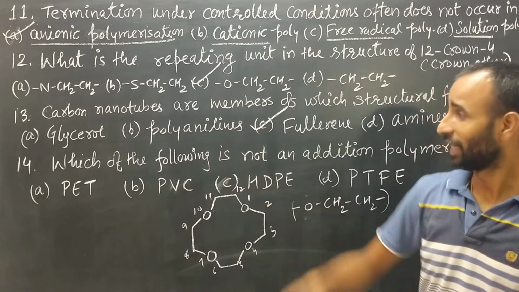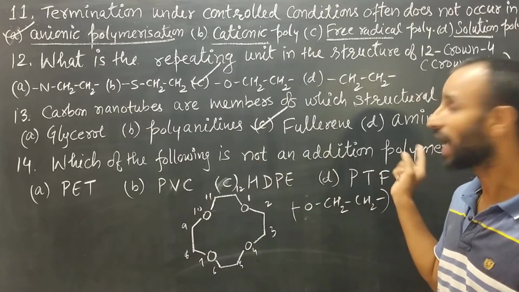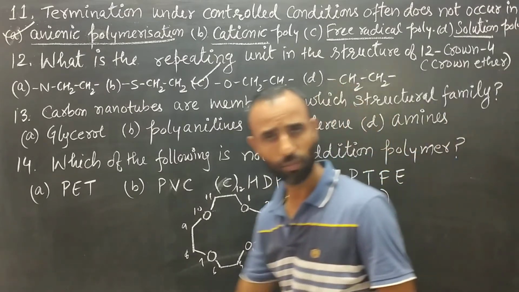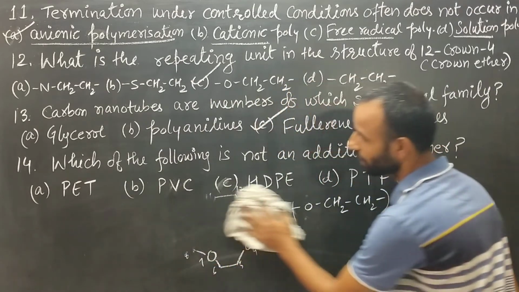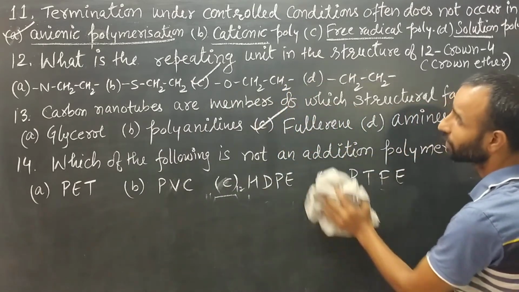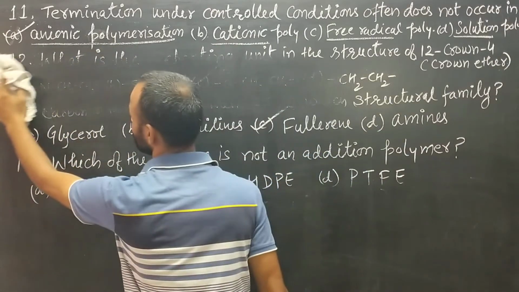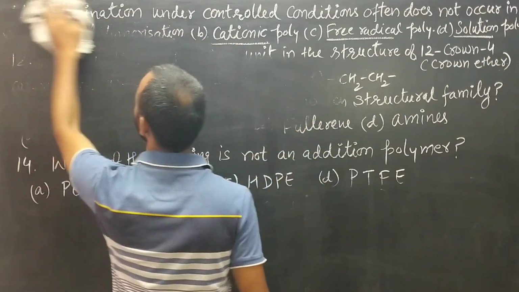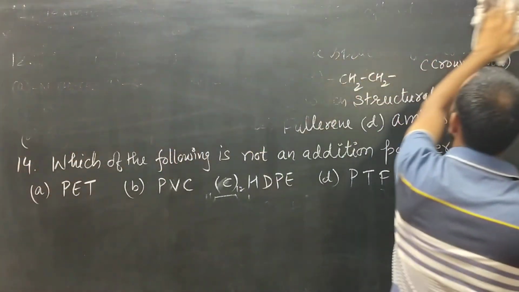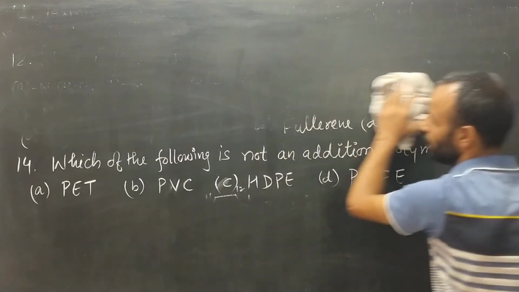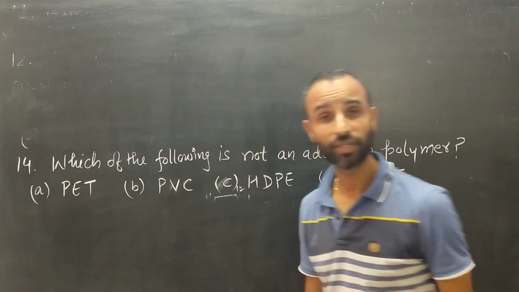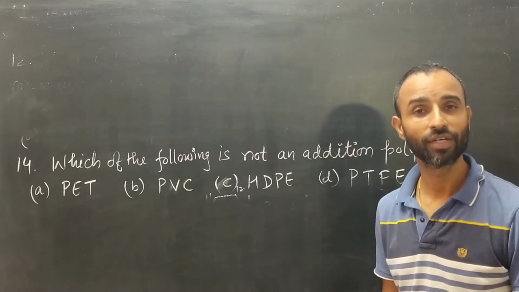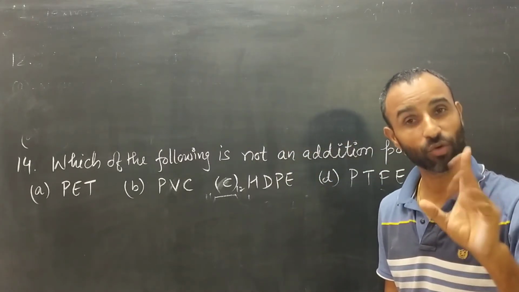Last one. Which of the following is not an addition polymer? There are two types of polymer: addition and condensation. For addition polymerization, what is required? At least one pi bond, a double or triple bond. But in condensation polymerization, the requirement is at least 2 functional groups.